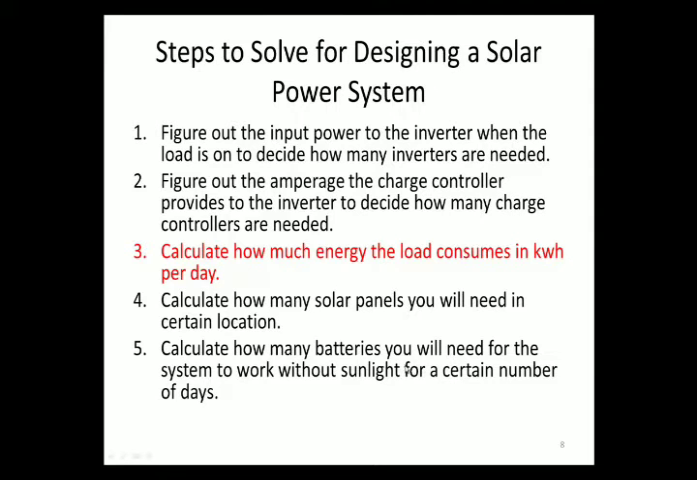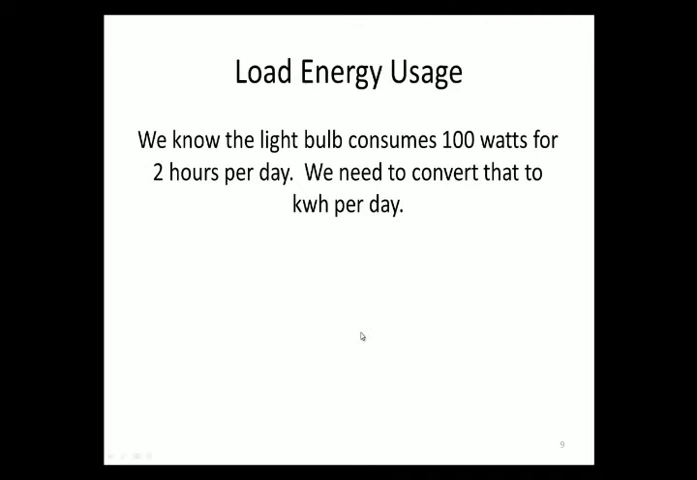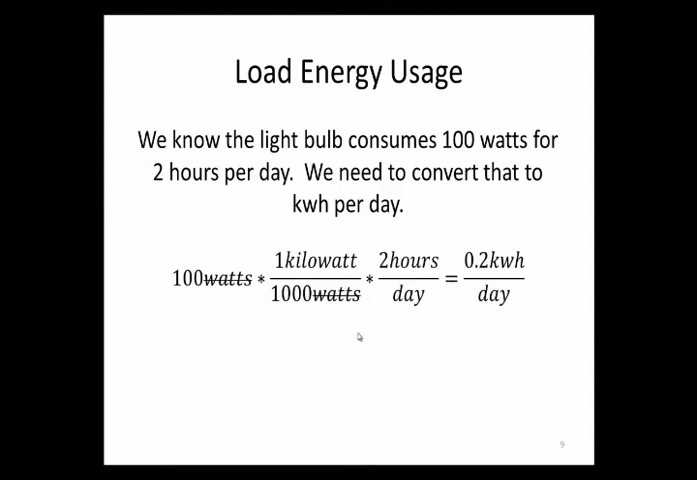Okay, so now, to start our calculations for our solar panels and batteries, we first need to calculate the energy the load consumes in kilowatt hours per day. So we know that the light bulb consumes 100 watts for 2 hours per day. That was given. And we need to convert that to kilowatt hours per day. So how we do that is we start with 100 watts. We first convert to kilowatts by knowing that 1 kilowatt is 1,000 watts. Remember, kilo means 1,000. We also know that it uses 2 hours per day. So when we do our unit analysis, we see that we get 0.2 kilowatt hours per day.